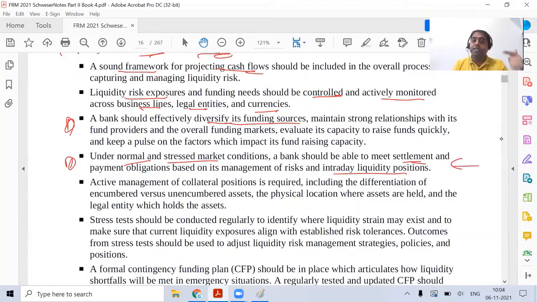I'm assuming everybody is reading along with me, right? Let us go to the next section, active management of collateral position.